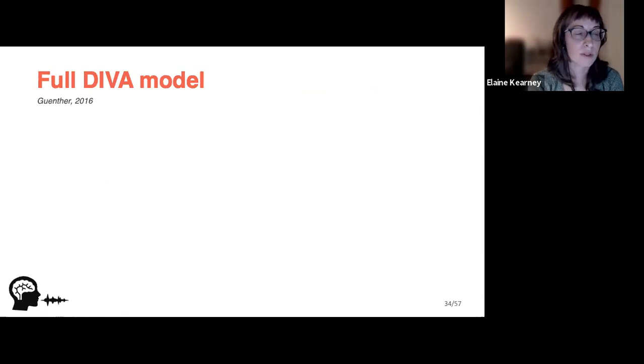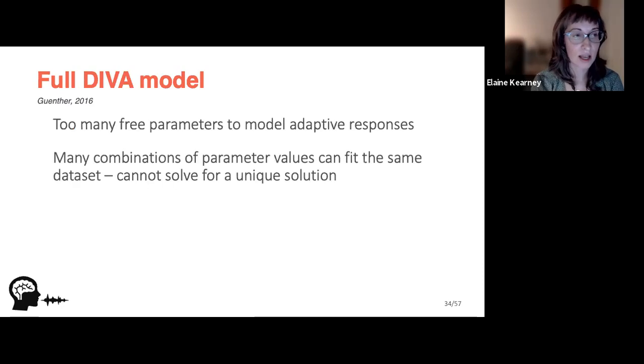So the DIVA model does provide us with a framework to think about how these interactions occur. But the computational implementation of the full DIVA model actually has too many free parameters for us to be able to model these adaptive responses. What I mean by that is that there are many combinations of parameter values that could explain the same data set. And so it would not be possible for us to arrive at a unique solution or at a solution that we could really interpret.